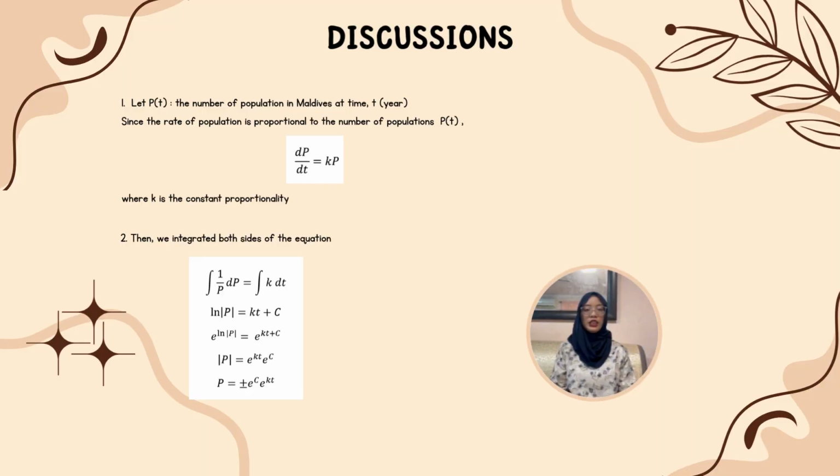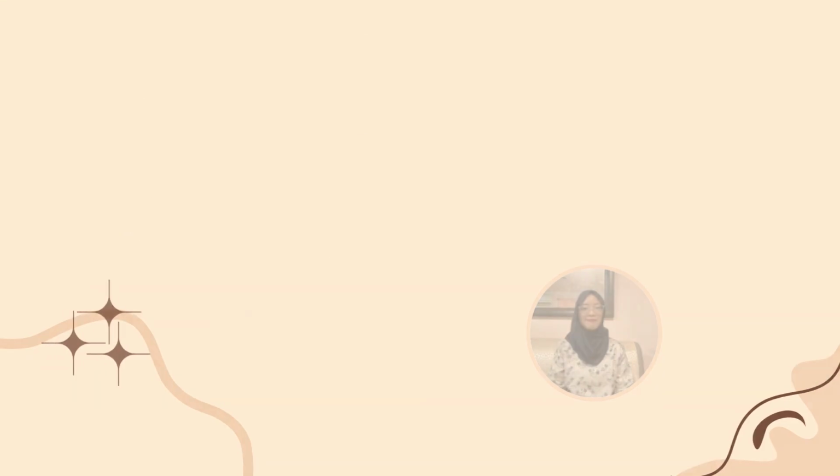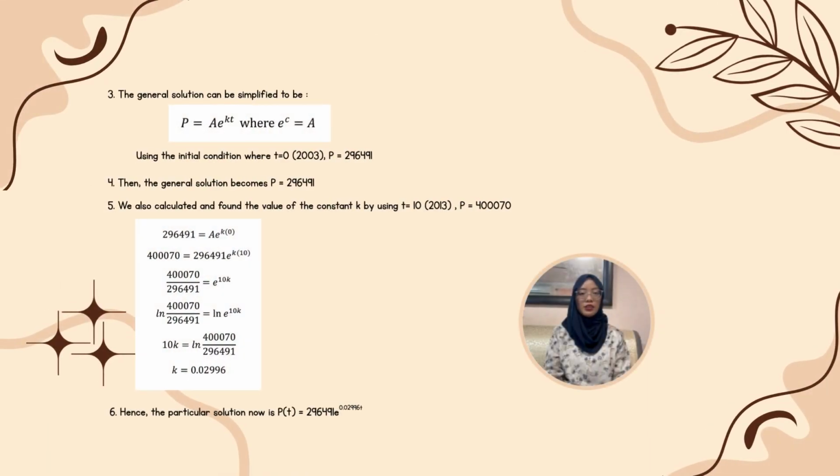And then we change it into exponential form, which becomes e to the power of ln modulus P equals e to the power of kt plus C. After simplifying it, we get P equals plus minus e to the power of C times e to the power of kt. Third, our general solution becomes the simplified version of the equation that we got in step 2 just now, which is P equals A times e to the power of kt, where e to the power of C is equal to A.